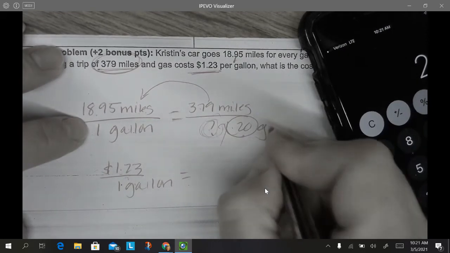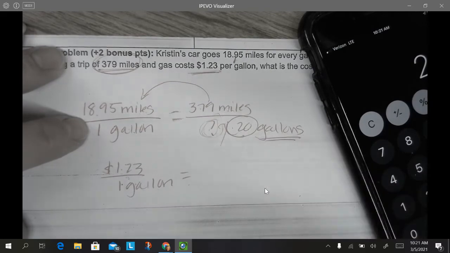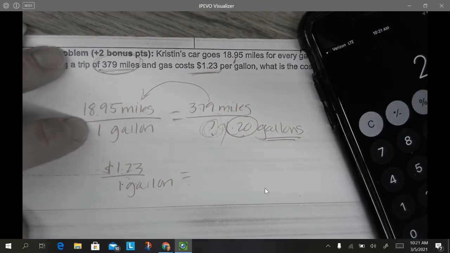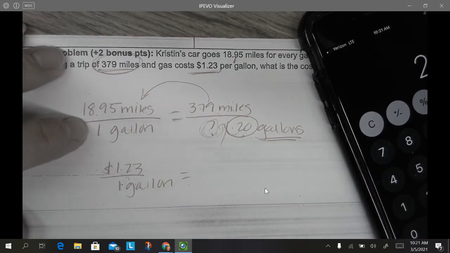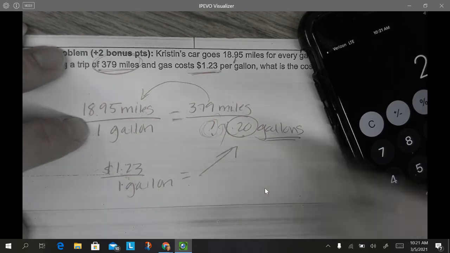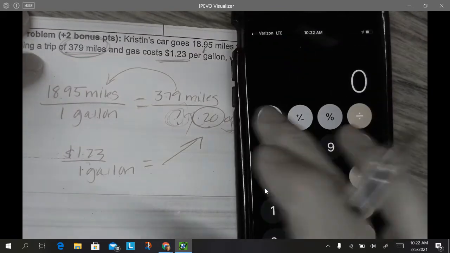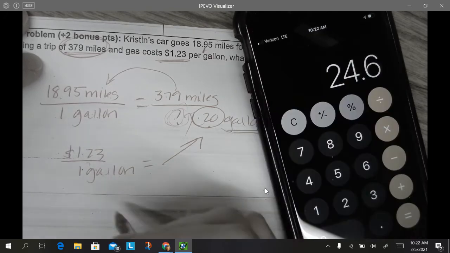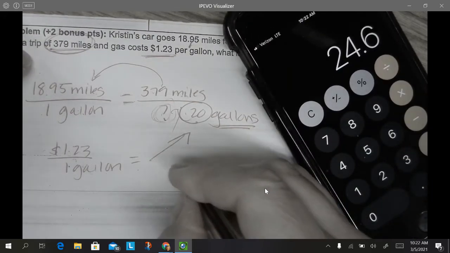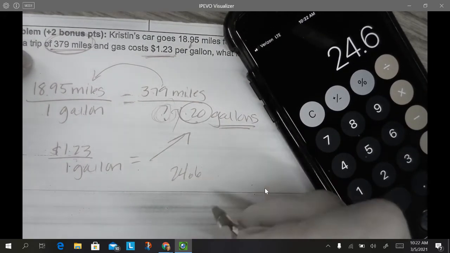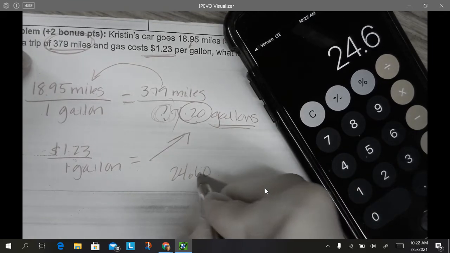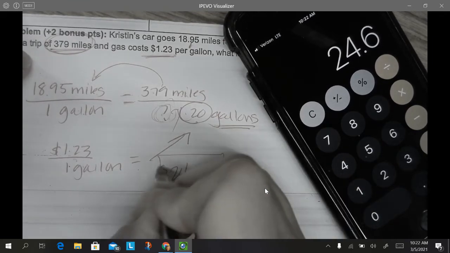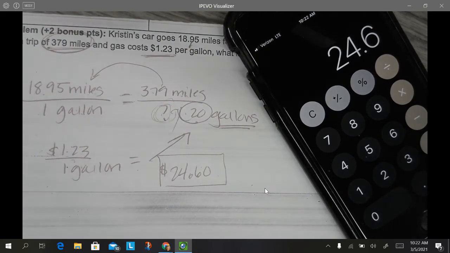20 gallons of gas. Well, now they need to figure out how much that will cost. Well, if you know it's $1.23 per 1 gallon and you need 20 of those, you just want to multiply 20 times $1.23 and you get $24.60. Okay, so she's going to need $24.60 for gas, which isn't too bad, right?